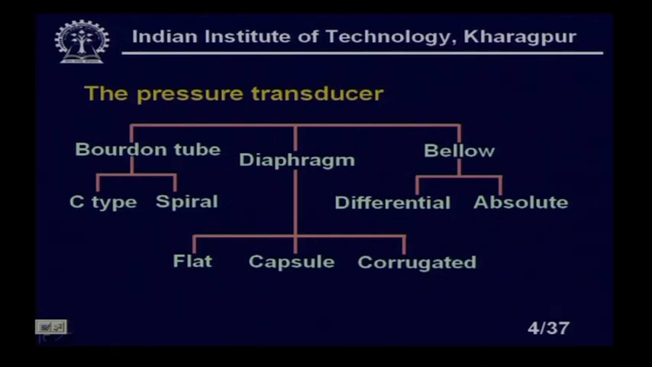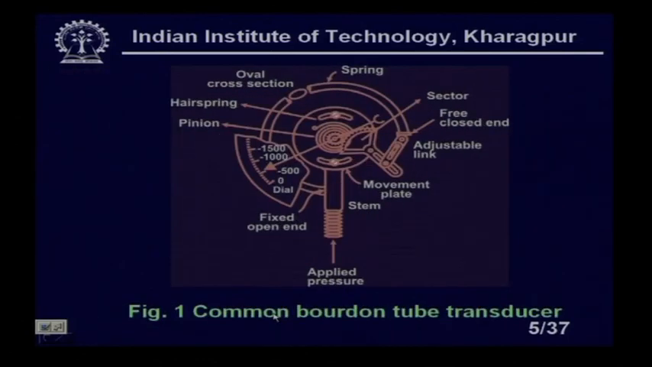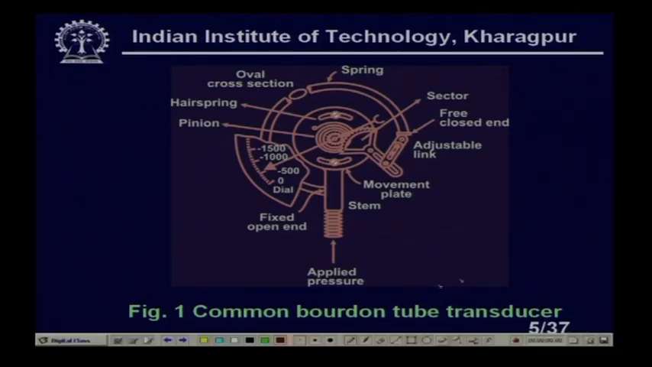Now, let us look at the Bourdon tube in detail, right. You see, this is our common Bourdon tube transducer, and you can see here. We will see this one after some time. Now the cross section of this Bourdon tube transducer is like this one. The cross section looks like this.